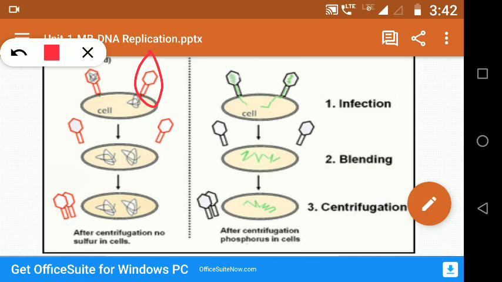And in another set, instead of the protein coat, the nucleic acids are radio labeled. So in one set, the protein coat is radio labeled. In another experiment, the nucleic acids are radio labeled. So here they allowed these two different kinds of bacteriophages to infect their host cells, and after successful infection, during their life cycle, the bacteriophages inject their nucleic acids into the host cell.